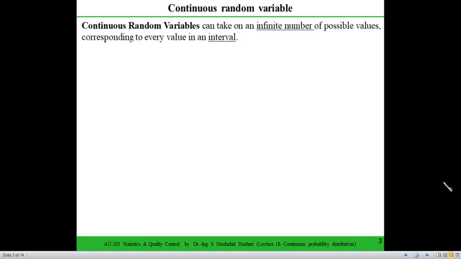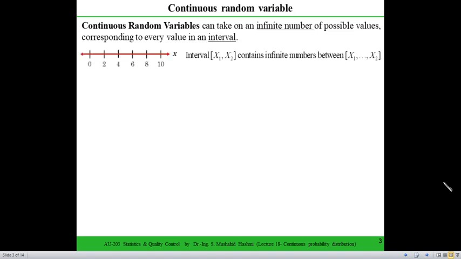Okay, so let's say you have a continuous random variable which can take an infinite number of possible values within a given interval. So the continuous random variable can take any value in the given interval. For example, we have a number line representing numbers from 0 to 8. So there is an interval between x1 and x2. It could be between 2 and 6, or between 4 and 6, or between 4 and 10. It could be any interval.